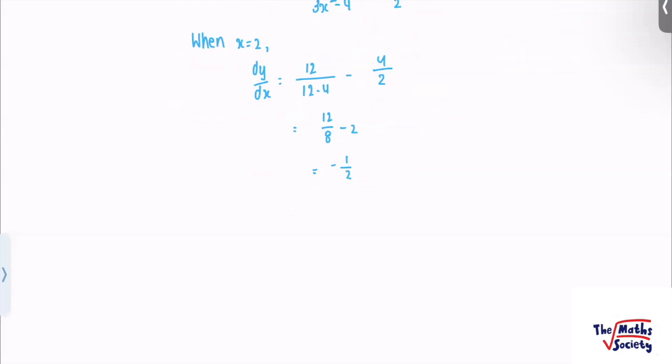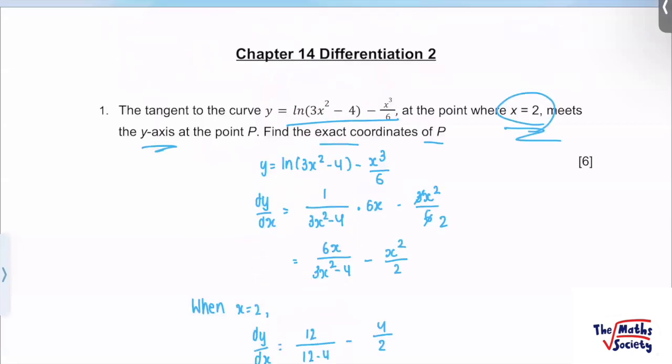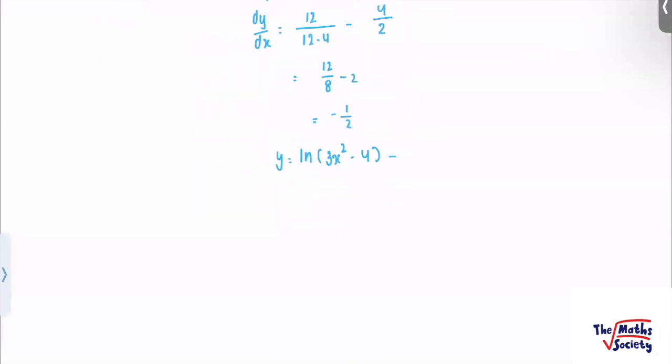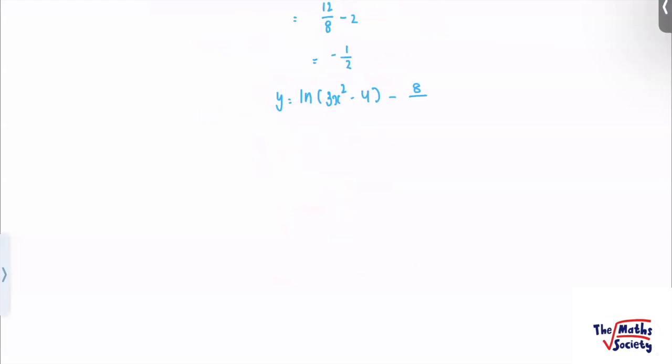So we know that when x equals 2, y equals ln(3x squared minus 4) minus x cubed by 6. We know x cubed when x is 2, 2 cubed is 8, so that's going to be 8 divided by 6. If you just simplify it, ln, that's just going to be 3 times 4 is 12 minus 4, that's just going to be ln 8, and that's just going to be ln 8 minus 4 by 3, simplify it.